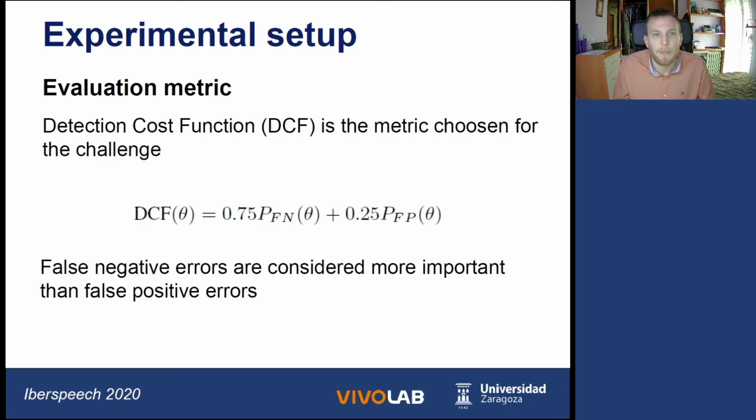Concerning the evaluation metric used for this challenge, this is the detection cost function, DCF. And as you can see here in the formula, for this challenge, false negative errors are considered more important than false positive errors. We will take this into account when finding the optimal threshold for our system.